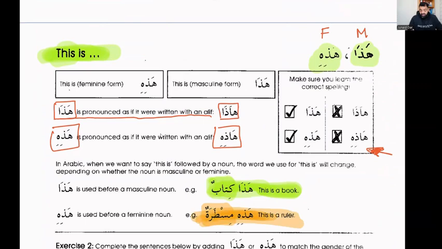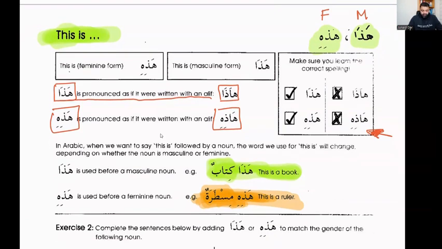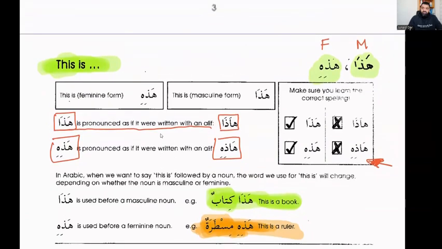So write that down, learn it, memorize it. Very, very important. Because if you say, for example, هذا مسطرة, wrong, zero. If you say هذه كتاب, wrong, zero. When we're describing a word, we have to use the same gender word to describe it. Easy? So what's the male version of this? هذا. And the female version? هذه. Very good. So you got it.